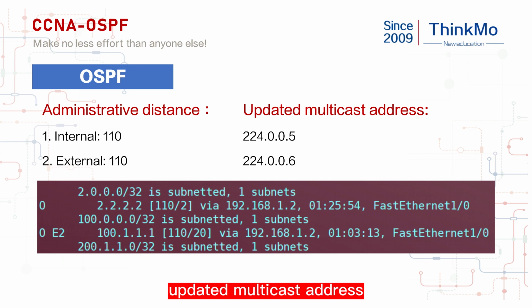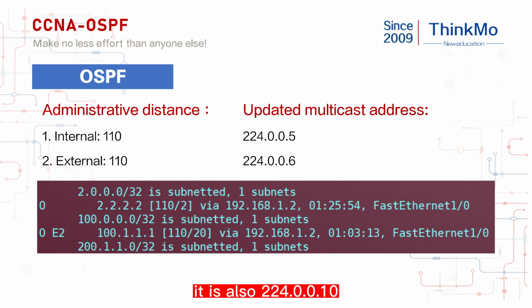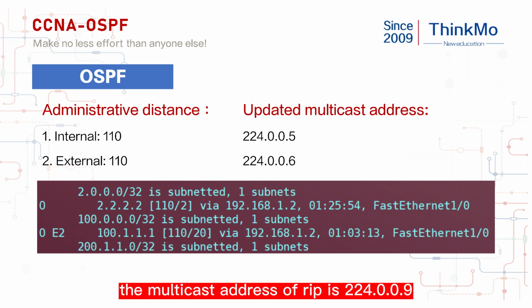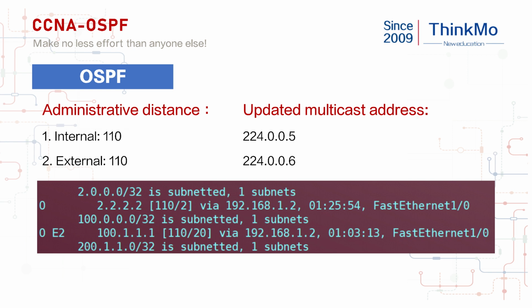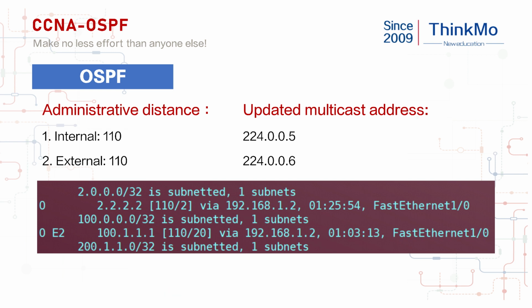The update multicast address. Remember what the multicast address of EIGRP is? It is 224.0.0.10. The multicast address of RIP is 224.0.0.9. OSPF is special. It has two multicast addresses. One is 224.0.0.5. One is 224.0.0.6. We'll talk about these two multicast addresses after we finish talking about the state of the interface. But you need to know that OSPF uses 0.5 and 0.6.